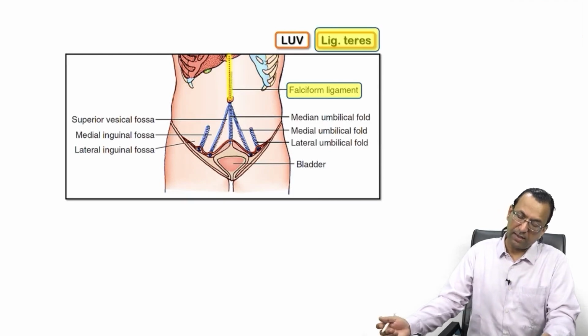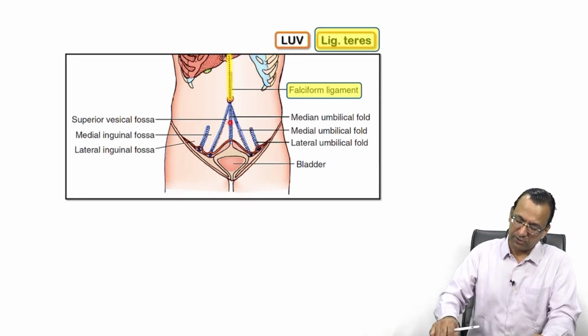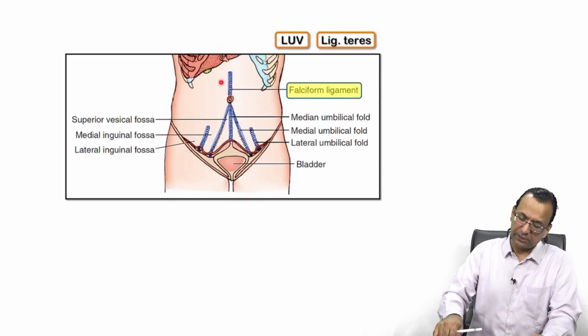Left umbilical vein would have become ligamentum teres in the adult. And who is carrying ligamentum teres in the adult? The same falciform ligament to the liver. So ligamentum teres is also carried by the falciform ligament towards the liver.